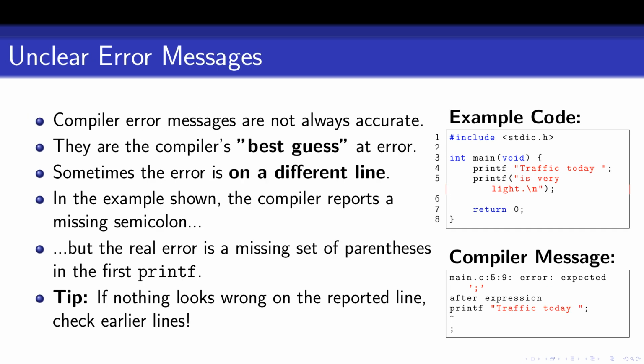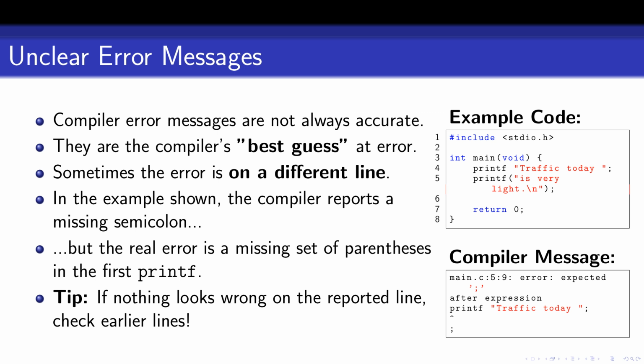While compiler messages are helpful, they aren't always perfect. Sometimes the error message you see isn't actually describing the root problem. It's just the compiler's best guess. In the example on this slide, the code is missing parentheses around the string in a printf statement, but the compiler mistakenly reports that a semicolon is missing. This happens because the compiler expects certain patterns, and when it encounters something unexpected, it may get confused.